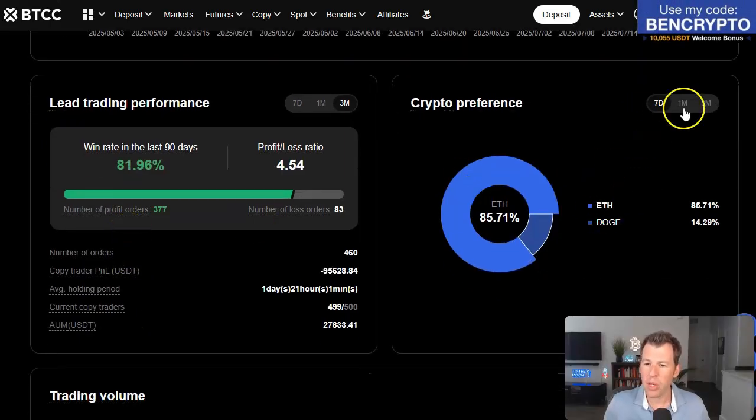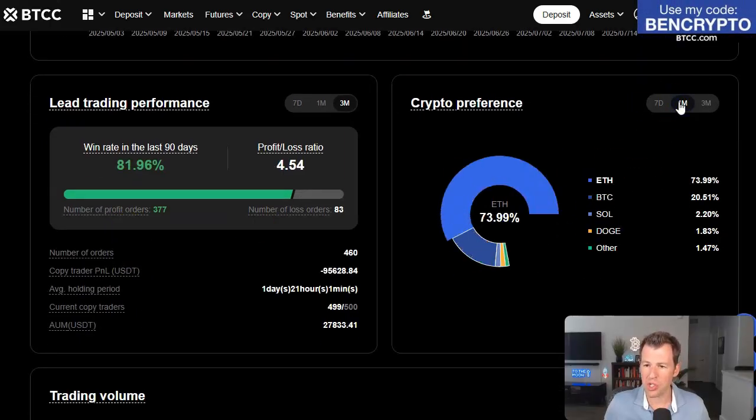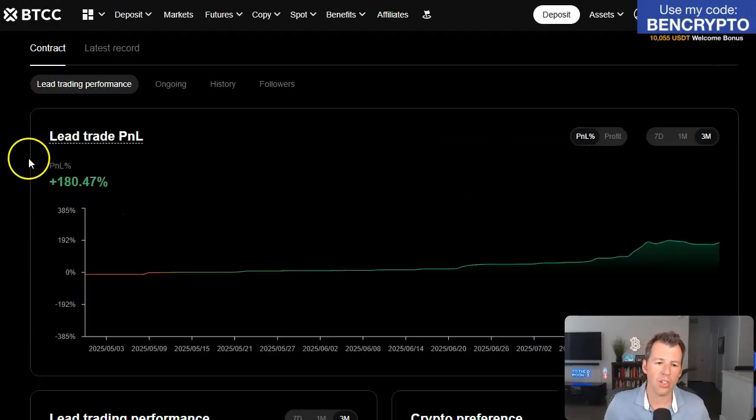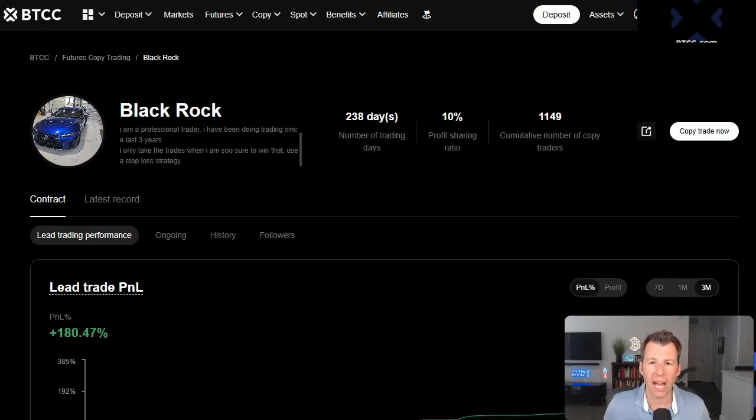So in the last week, only ETH and Doge he's doing positions on. The last month, Ethereum, Bitcoin, Solana, Dogecoin, and he has a couple coins in the other category. Then he's got some XRP positions as well. So I certainly like what I'm seeing from BlackRock. BlackRock seems like the best overall bet. Him and Invictus, BlackRock is a little bit better. His obviously is a 180% return on his P&L in the last 3 months, way better than Invictus's 47%.